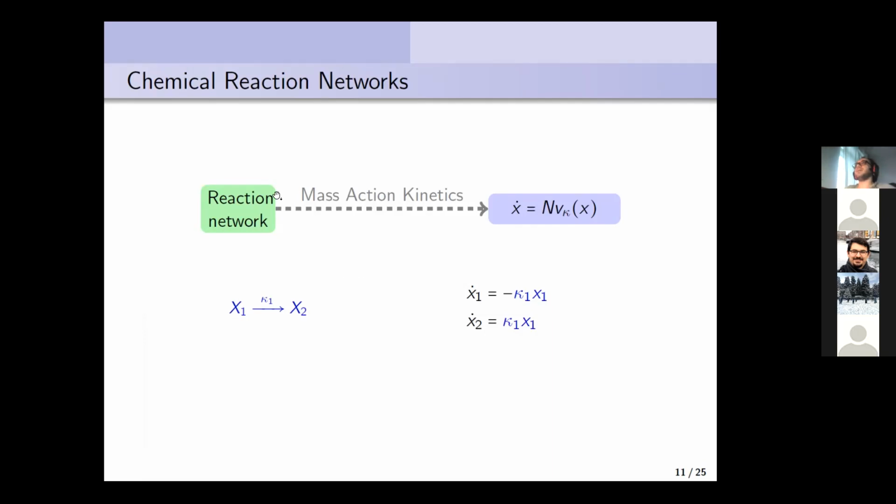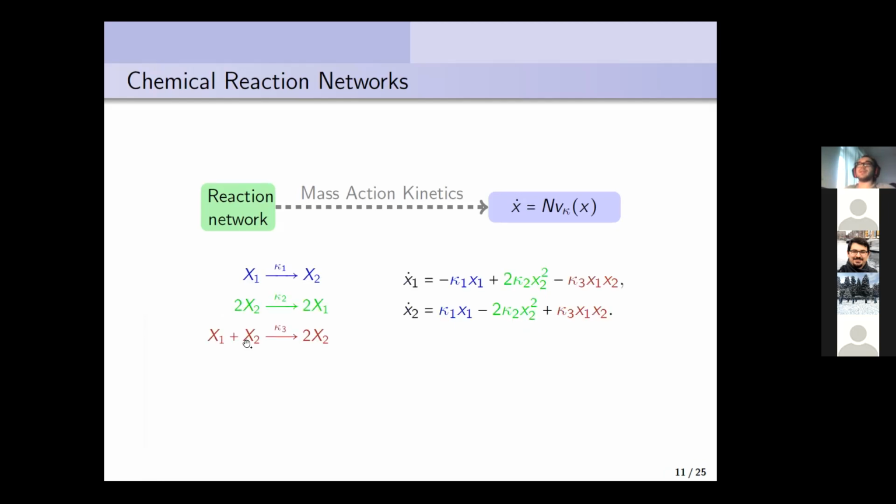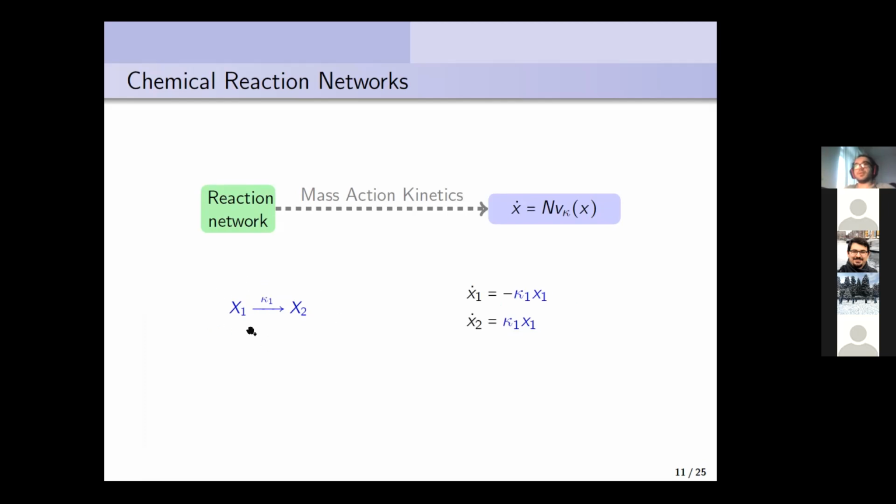A chemical reaction network, as you might remember from high school or undergraduate times, is just a directed graph in the mathematical sense, where each vertex of the graph corresponds to a complex, but it doesn't have to be one species in each complex. It could be something like x1 plus x2 makes 2x2. But first, let's focus on this easy example.